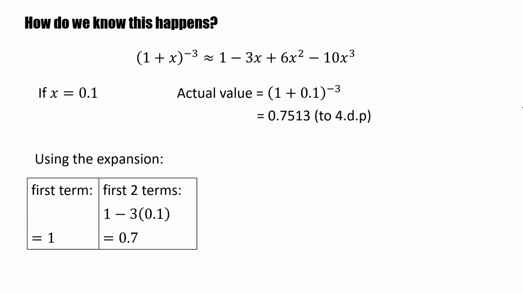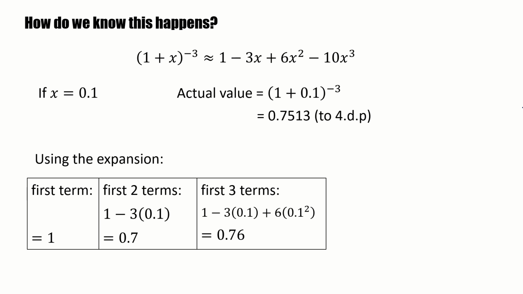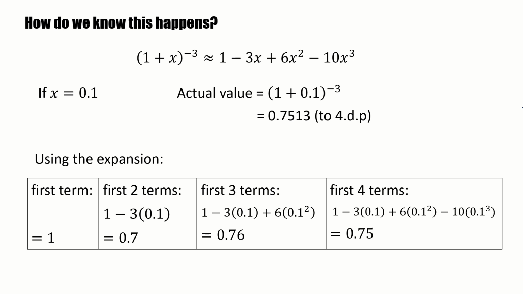You can already see we're starting to get closer to the value we're actually trying to estimate, and this is just going to improve the more terms we use. If we now plug x = 0.1 into the first 3 terms of the expansion, you'll get this, which leads to 0.76. We're getting closer still. What happens if we plug x = 0.1 into the first 4 terms? You'll get this. As you can see, there's almost 2 aspects to this. The first of which is the expansion's getting more accurate the more terms you include.